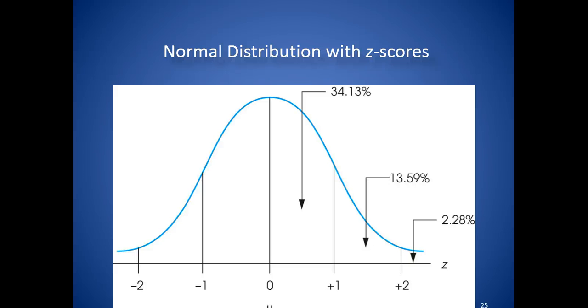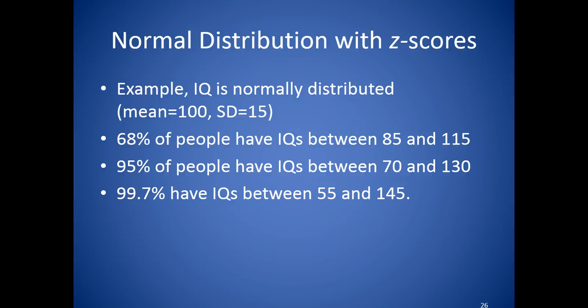And then from plus 1 to plus 2, that accounts for about 13.59% of the sample. And then plus 2 or higher is about 2.28%. And so typically the outliers of your studies are the plus 2 or higher, or the minus 2 or lower. So again, we are going to beat the horse here.